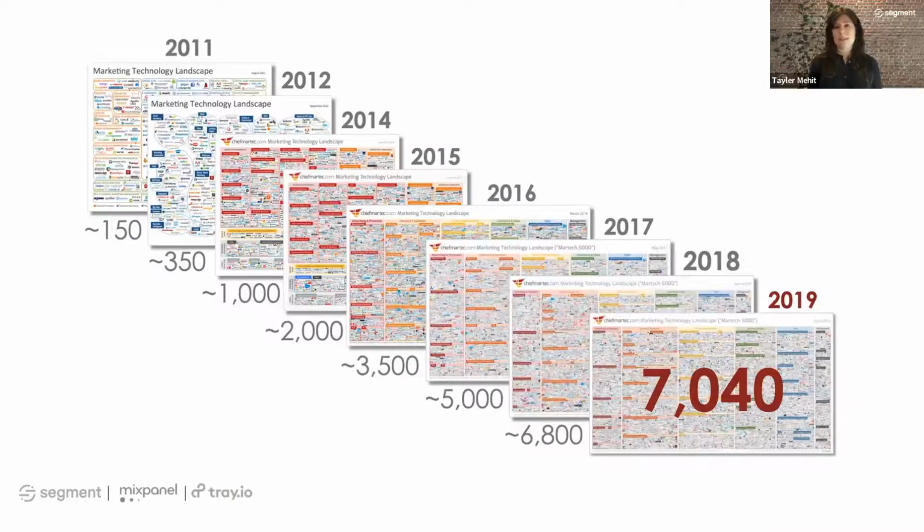Now, to get started, this is probably a pretty familiar slide to most of you. Over the past 8 years, the marketing tech landscape has ballooned from 150 to over 7,000 tools. Tools that help us to unify and optimize the experience for our customers, and who wouldn't want that?